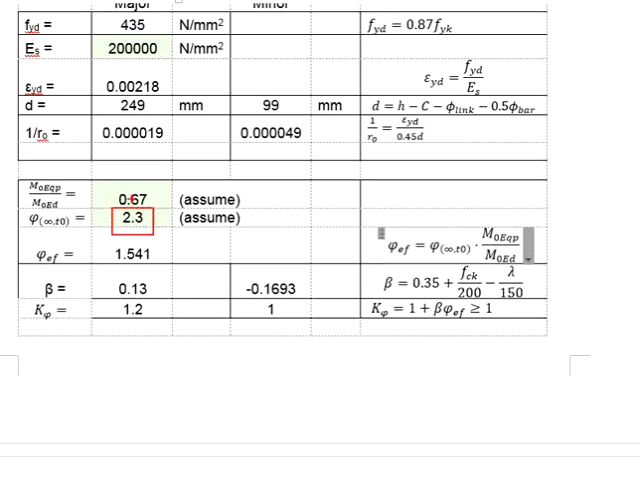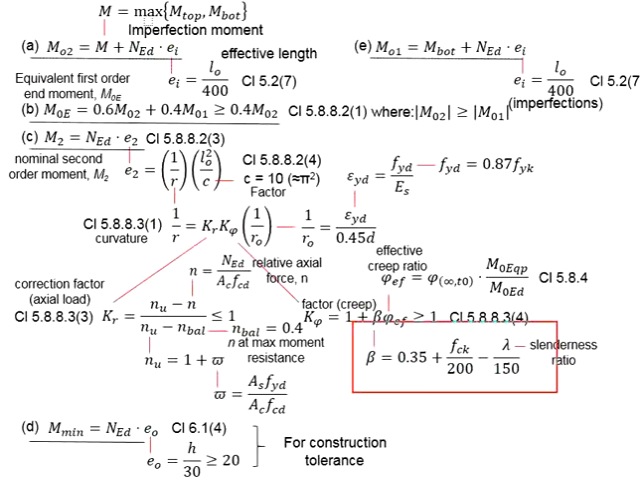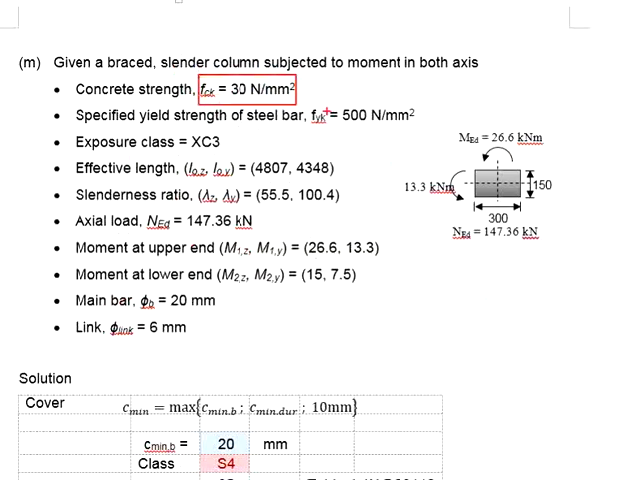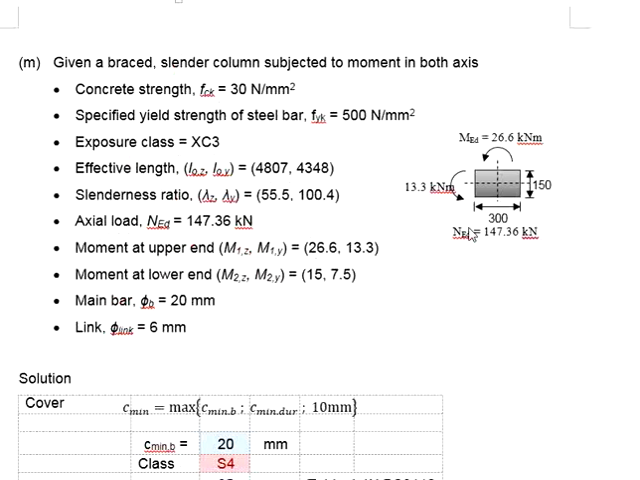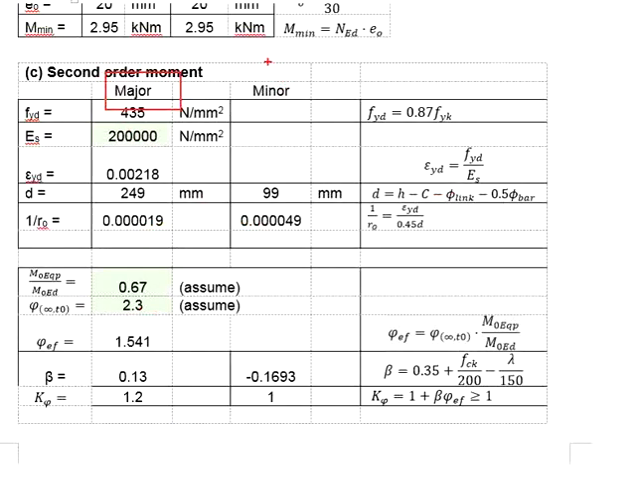Multiplying this 2.3 with 0.67, you get 1.541. And then you need beta, which is a function of fck. The fck is 30, and also the slenderness ratio. The slenderness ratios for the major and the minor axis are given here. Depending on the axis that you are looking at, you will have two different betas.